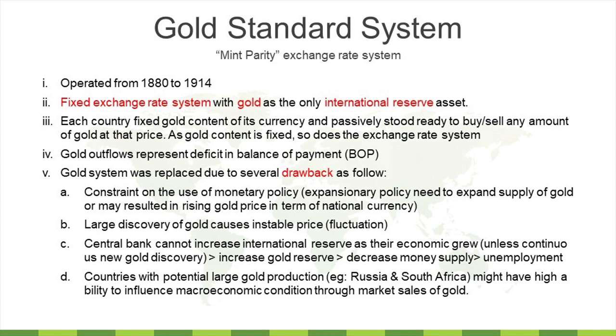C. Central banks cannot increase international reserves as their economies grow, unless there are continuous new gold discoveries. An increase in gold reserves will decrease money supply, thus causing unemployment. D. Countries with potentially large gold production, for example Russia and South Africa, might have a high ability to influence macroeconomic conditions through market sales of gold.